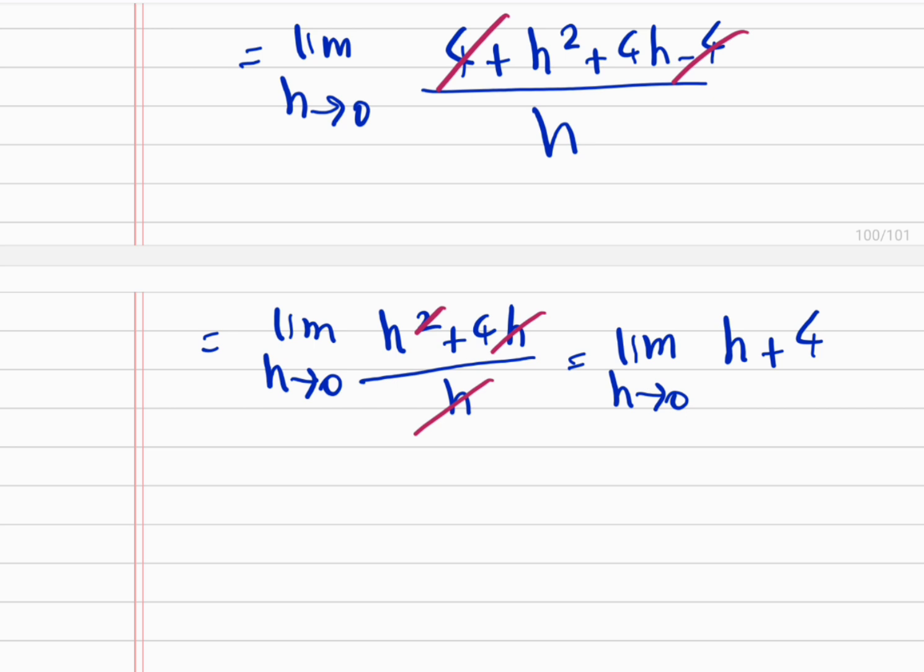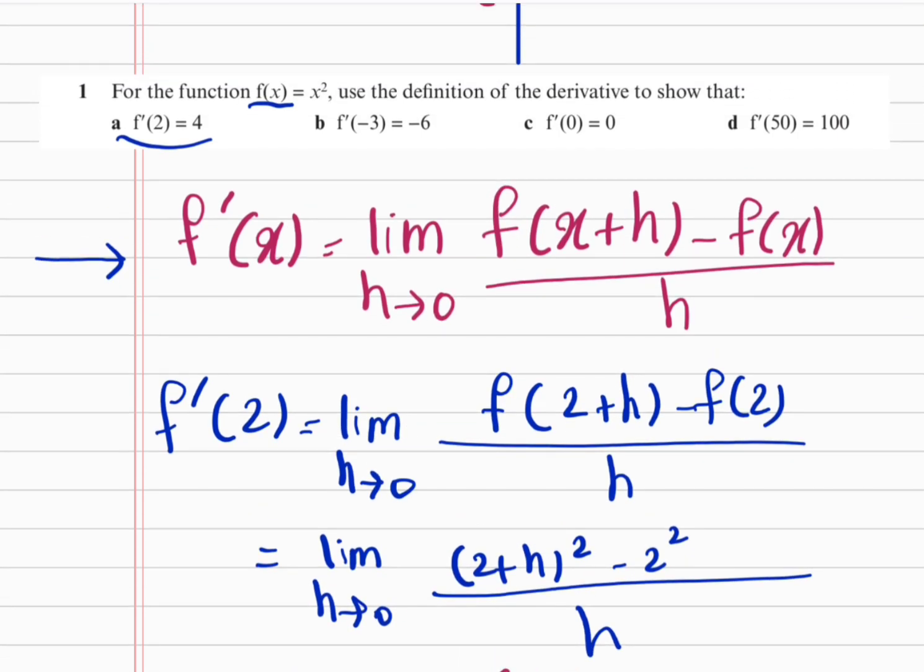Because as h tends to 0, it gets extremely small, and its value is almost negligible. So that small value plus 4 is just 4. And therefore, this is equal to 4, and 4 is the derivative. So it's the derivative of x squared at 2.